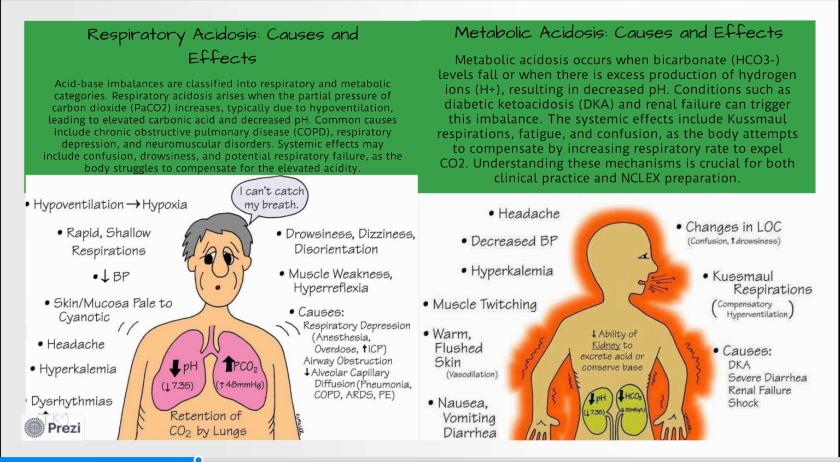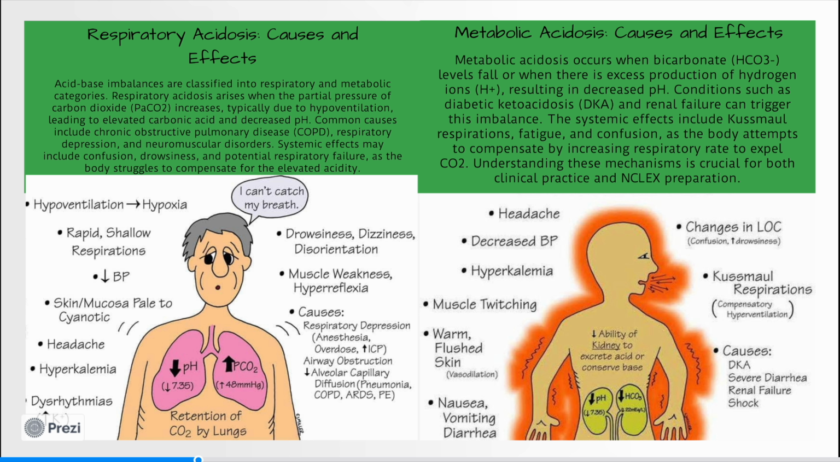Metabolic acidosis, on the other side, arises from excess acid or loss of bicarbonate, as in diabetic ketoacidosis, renal failure, lactic acidosis, or severe diarrhea, and is characterized by Kussmaul respirations, confusion, and arrhythmias.